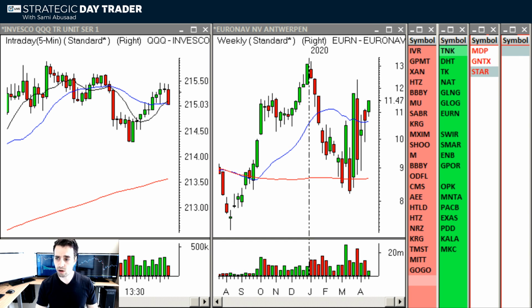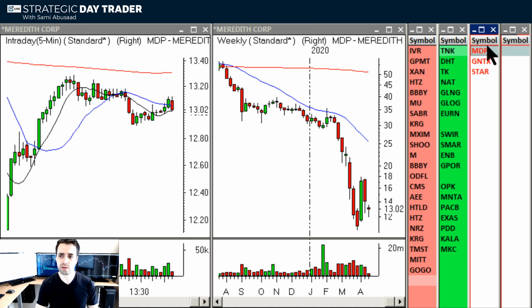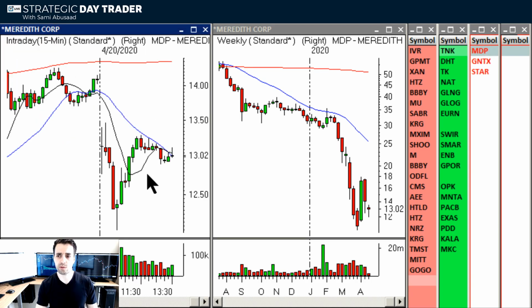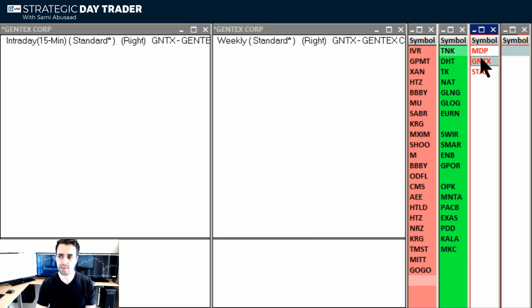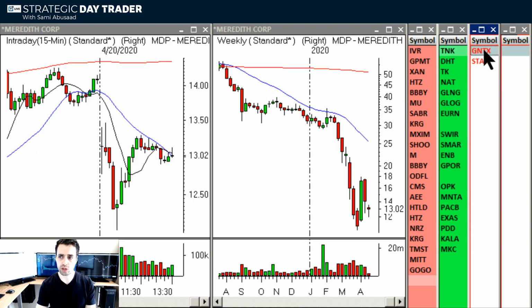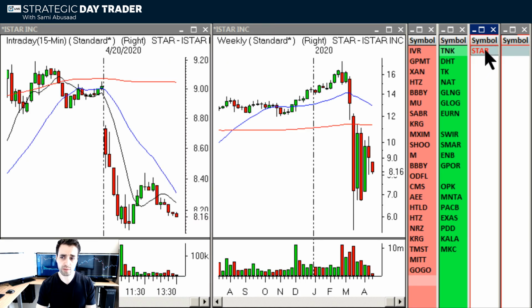And then IVR flatlined, it looks like. Market, there goes the market. But I don't have anything that I like short. I like the MDP, which dropped a little bit, rallied back up. GNTX, garbage. The star is weak. Can we do the star short? STAR. It's very, very weak, but level 2 is not good on it. And there goes the market. Big red bar in the Qs. Big red bar.